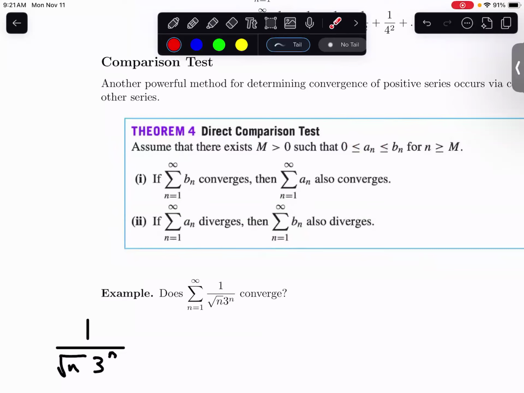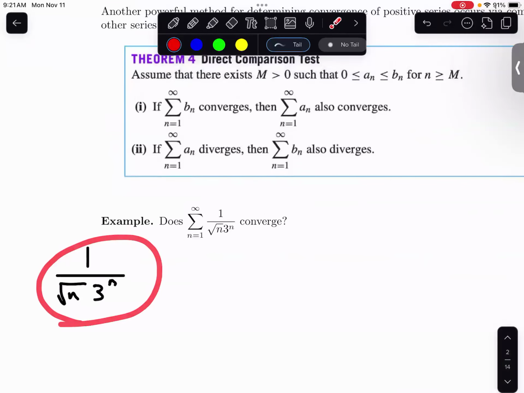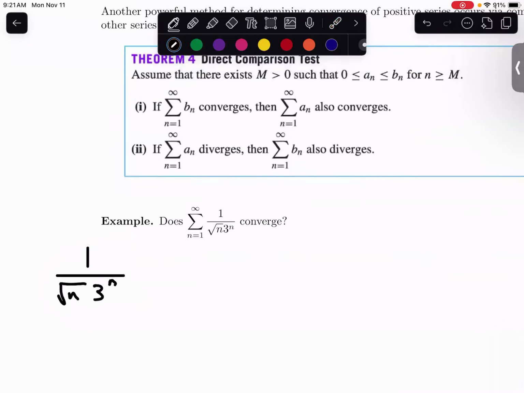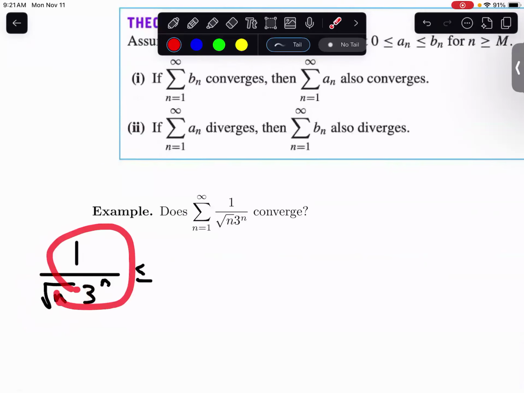And now we want to compare it to another sequence b sub n. And so you want to pull from this sequence another sequence that you know how to deal with. So we're going to say this is less than or equal to another sequence. And I guess like I said in the beginning, there's two options. There's 1 over the square root of n, and there's 1 over 3 to the nth power. You need to think in terms of which one will be more useful for you.